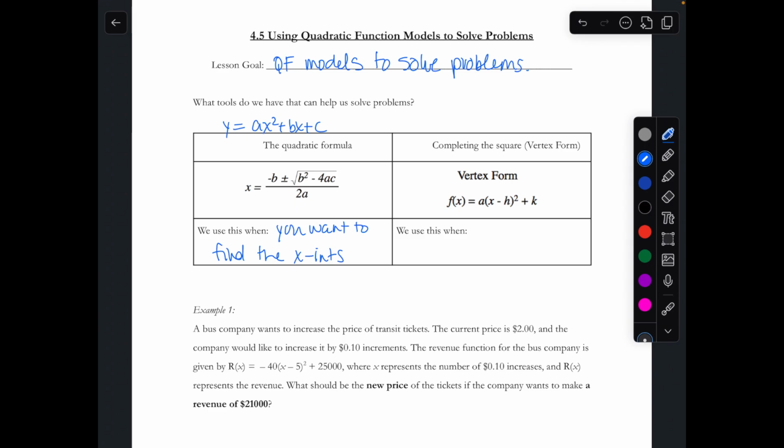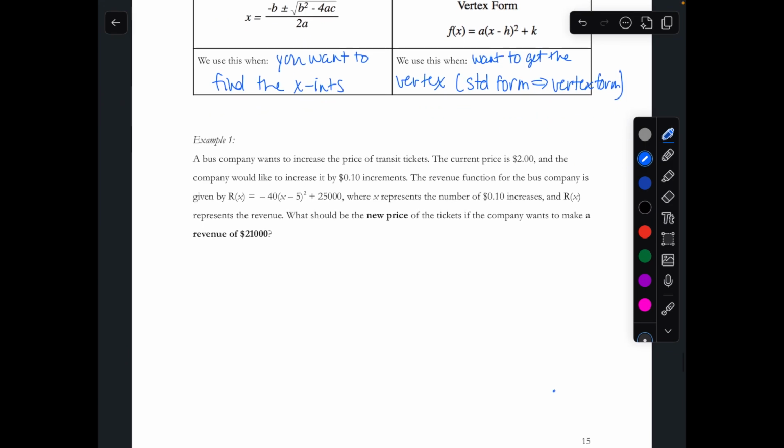Completing the square, you do this when you start with y equals ax squared plus bx plus c, and you want to get the vertex. So what you want to do is go from standard form to vertex form. Okay, so let's give it a go with a word problem.